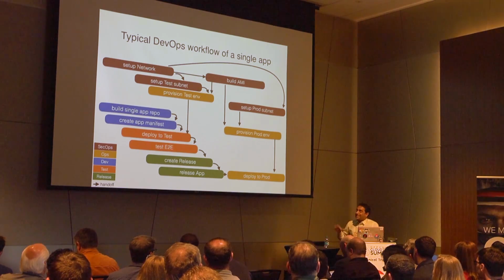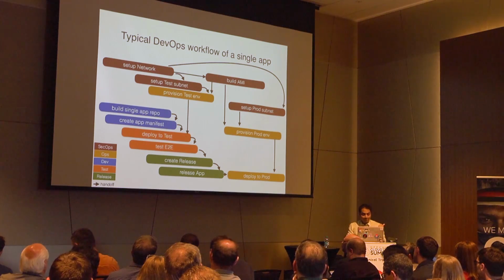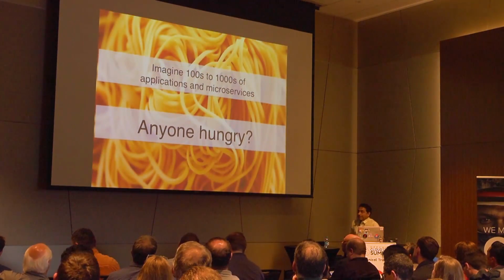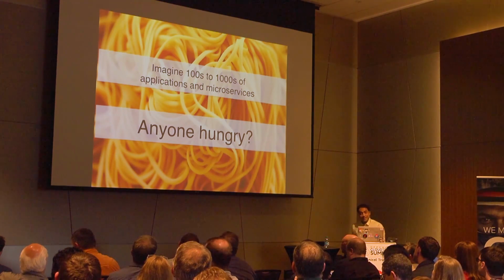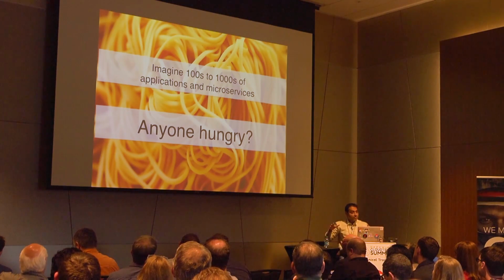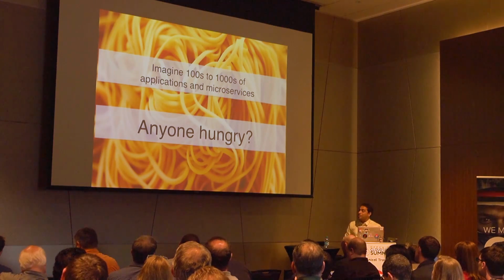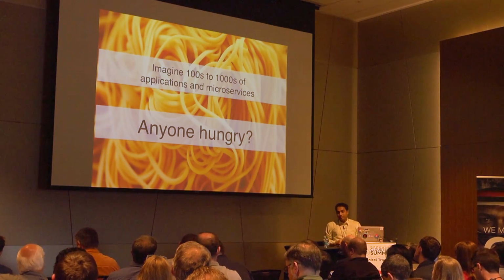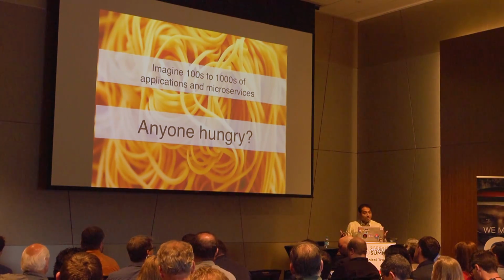That becomes the bottleneck. So this is basically what a DevOps workflow for a single application is. Now imagine if you have hundreds of these applications, hundreds of these microservices, that network diagram is true for each one of those applications. That means now you are in spaghetti world. You have no clue who is calling what. There is no system of record.